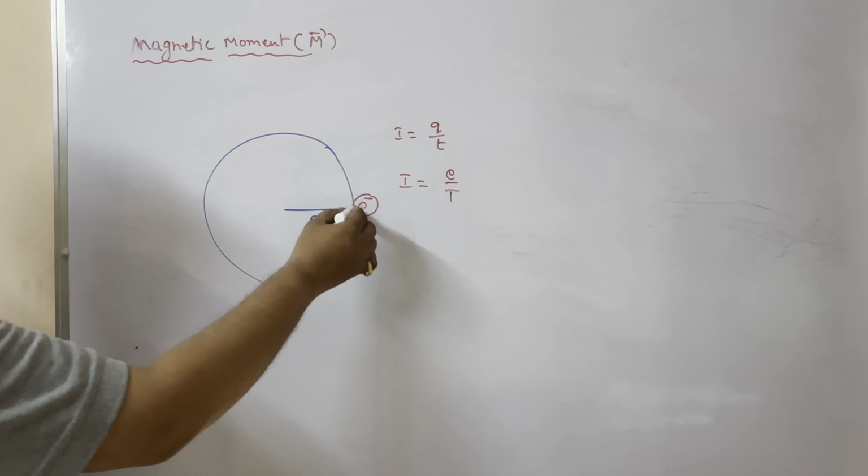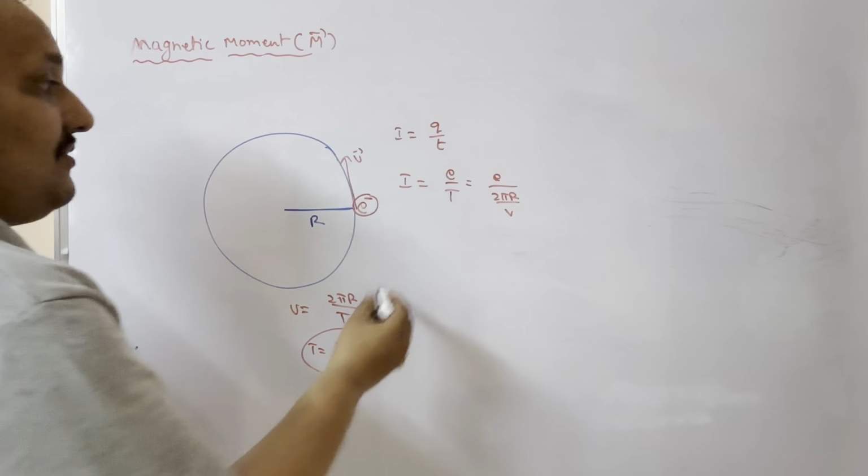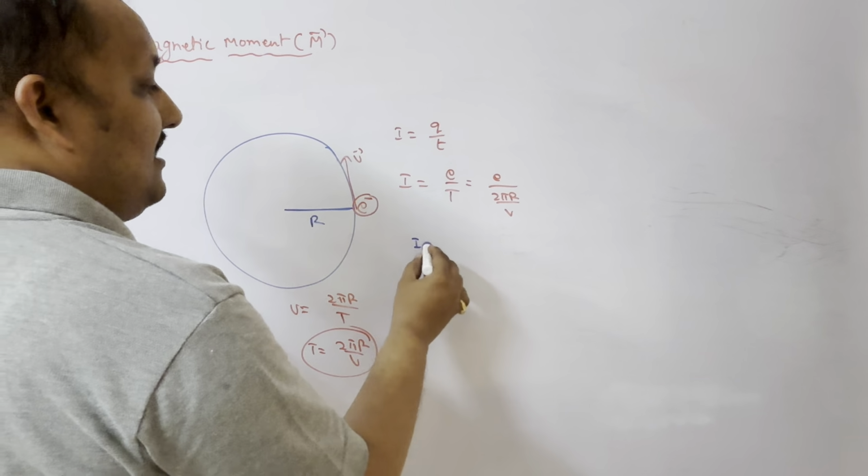If it is moving with velocity V in a circular path, for one rotation, velocity equals 2 pi r by T, distance by time, because it moves with constant speed. T is equal to 2 pi r by V. So if you substitute here E by 2 pi r by V, then I is equal to EV by 2 pi r. This is the current produced by the revolving electron for one revolution. Already we have this formula in current electricity.